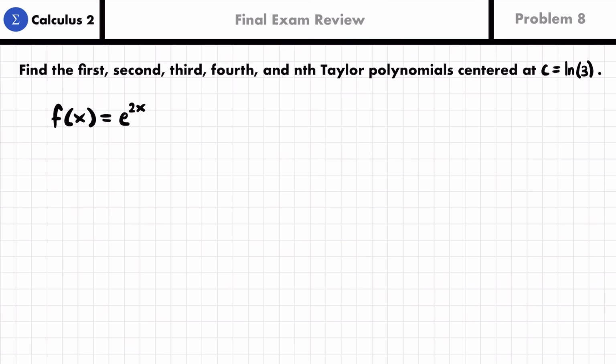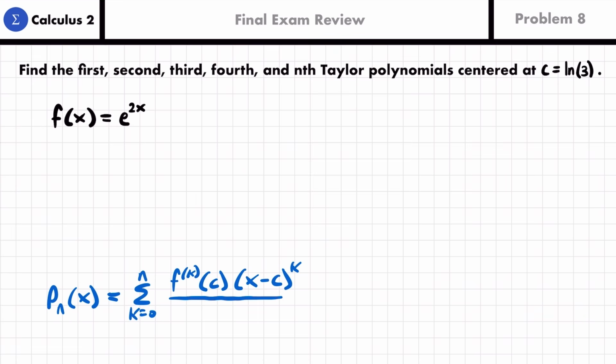Okay, so remember, the form of a Taylor polynomial looks like this. A Taylor polynomial p sub n of x is equal to the sum from k equals 0 to that value of n of the following expression. We have the kth derivative of f evaluated at c times (x minus c) to the power of k divided by k factorial.